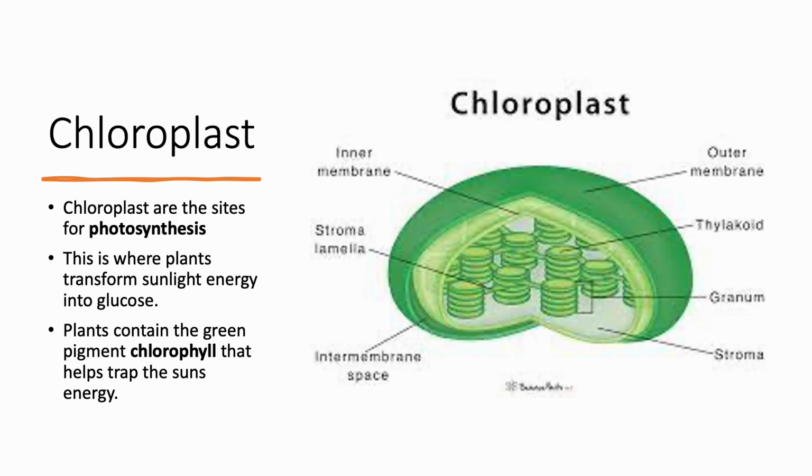Chloroplast is the site for photosynthesis. This is where plants can transform sunlight energy into glucose. Plants contain a green pigment called chlorophyll that is going to help trap the sun's energy. We will go into photosynthesis and the chloroplast in more detail.